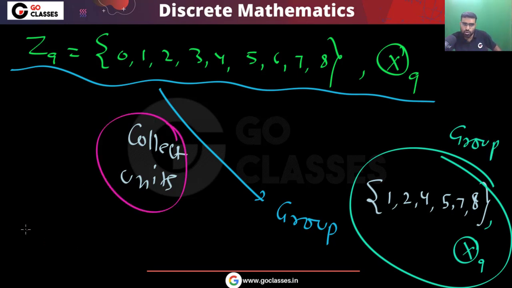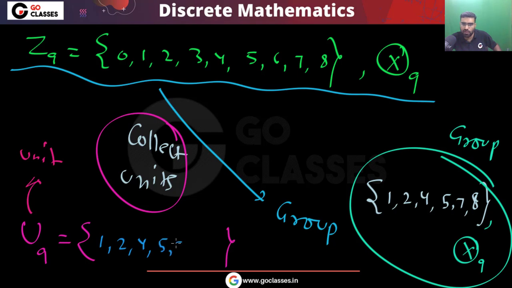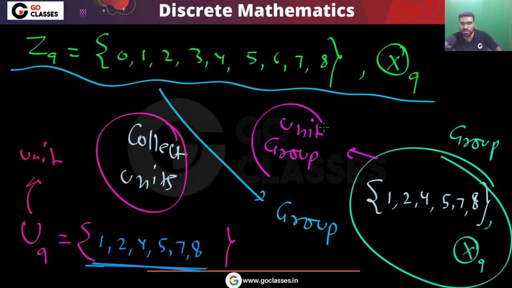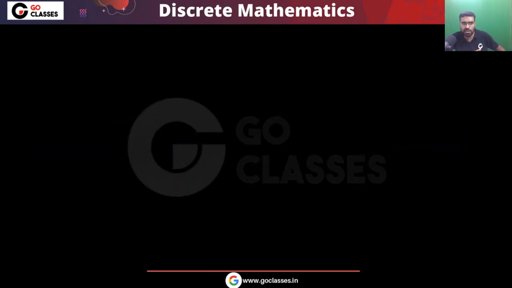And remember here, you are collecting the units. So this we will denote by U9. U means unit, and this 9 is coming from here. So these elements 1, 2, 4, 5, 7, 8 are called units, and this is called the unit group. So this is basically U9. I hope everything is clear so far. This is an important point.